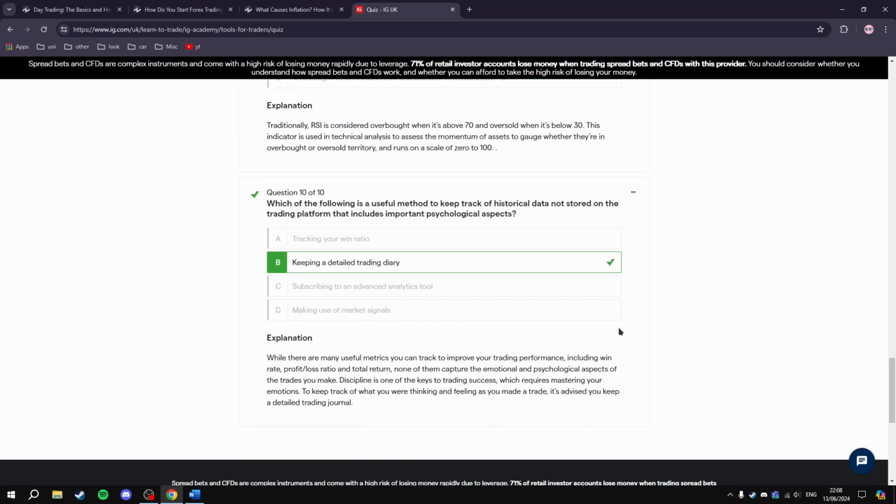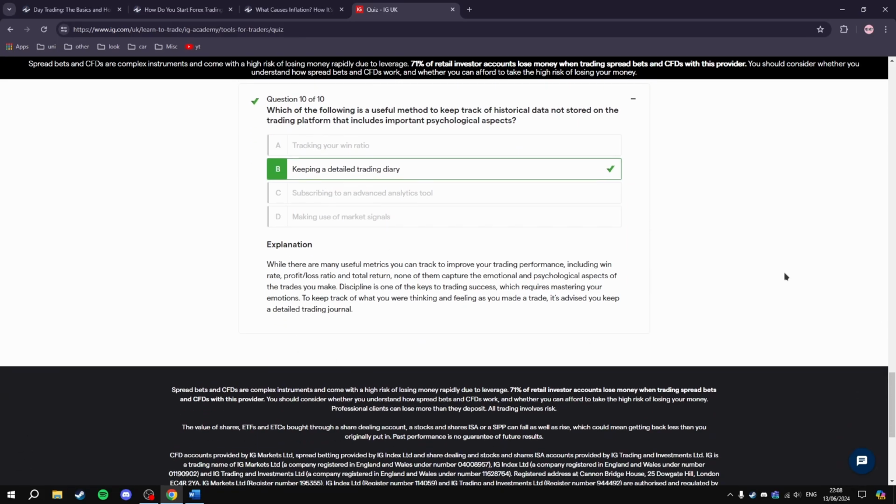While there are many useful metrics you can track to improve your trading performance, including win rates, profit-loss ratio, and total return, none of them capture the emotional and psychological aspects of the trades you make. Discipline is one of the keys to trading success, which requires mastering your emotions. Keep track of what you were thinking and feeling as you made a trade. It's advised that you keep a detailed trading journal.